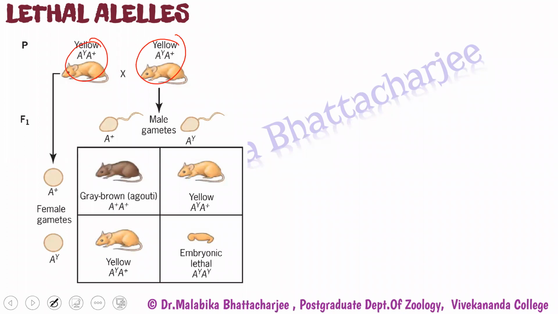So we have a simple Mendelian monohybrid cross. You can see AY was the lethal allele, and for the F2 generation, 1/4 of the generation is having the AY lethal allele in a homozygous condition, and they are dying off. So this was about lethal alleles.